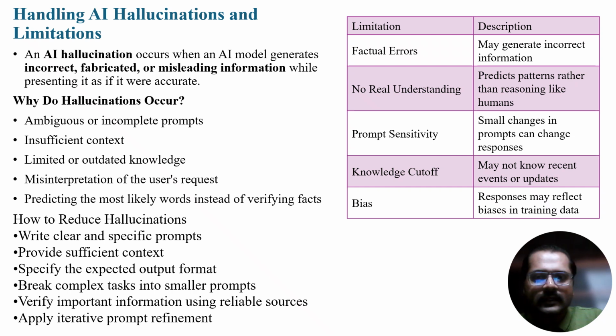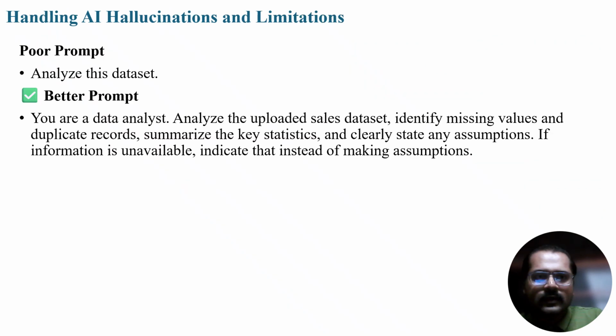Okay, let's see another slide. Handling AI hallucinations and limitations. For example, if you give a poor prompt, "Analyze this dataset." This is a poor prompt. You need to specify the role, task, context. So you are a data analyst. This is a role. Analyze the uploaded sales dataset. Identify the missing values, duplicate records. Summarize the key statistics. So this is how you reduce AI hallucinations.